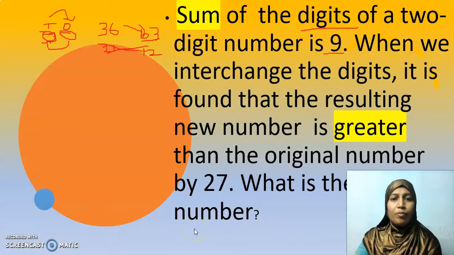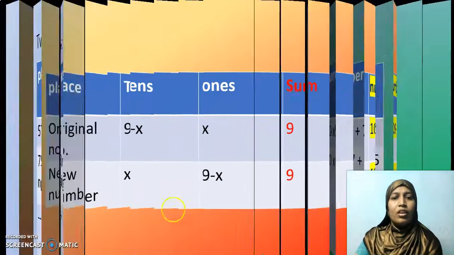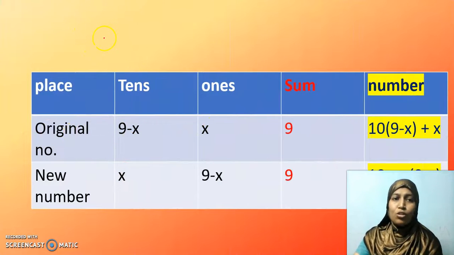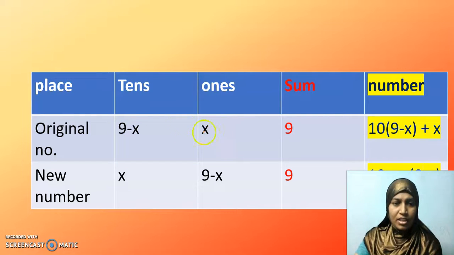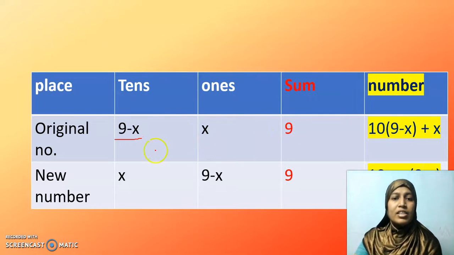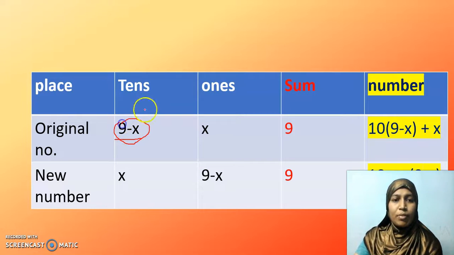Okay. Now, this is the solution page. That one was just for explanation, and this is what you have to take down in your note. See, in the ones place I have x, in the tens place I have 9 minus x. Here you might make an error as x minus 9, so be careful, and this sum is 9. Then how to write it in expanded form? This is multiplied by 10, that's what I have written here: 10 into 9 minus x plus this ones place x.